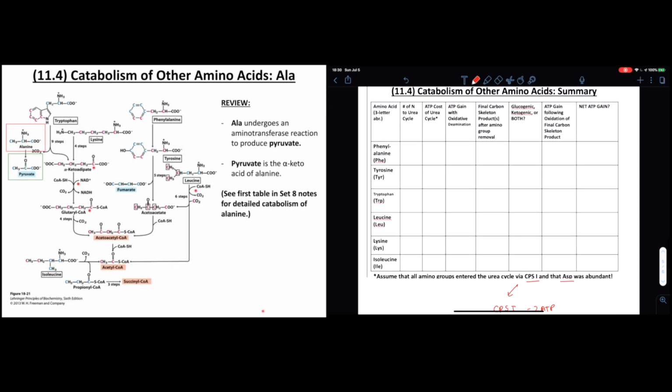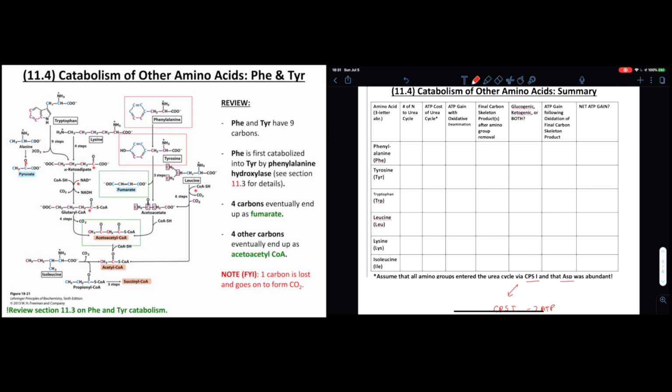So let's start by talking about this diagram, okay? All this is saying is that alanine undergoes an aminotransferase reaction to produce pyruvate. So alanine aminotransferase produces pyruvate, and then pyruvate is the alpha keto acid of alanine. And we know that this pyruvate has one of two fates. It can either go through pyruvate dehydrogenase, PDH, or pyruvate carboxylase, okay? We already went over the alanine one in the first table that we did earlier, so I'm not going to go over this again, okay? This diagram includes alanine, that's why it's just being restated here, okay?